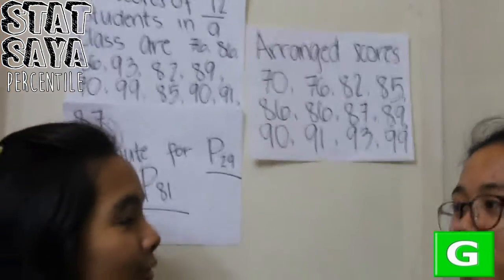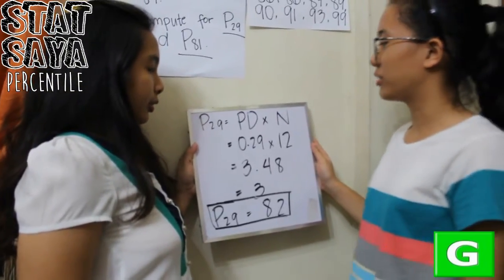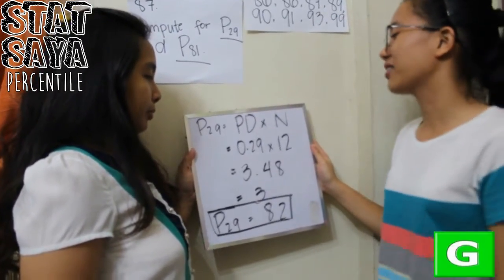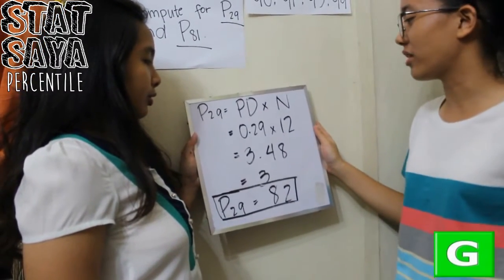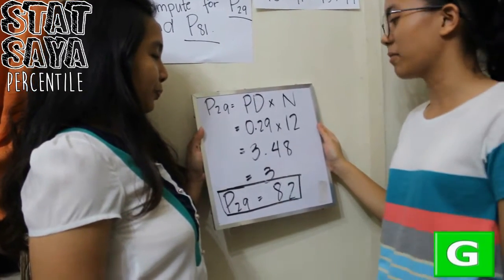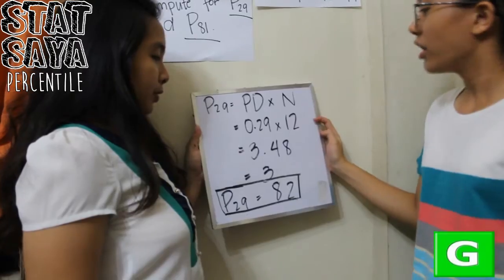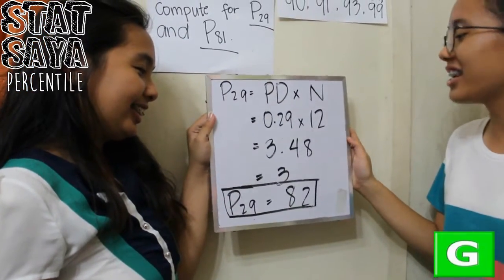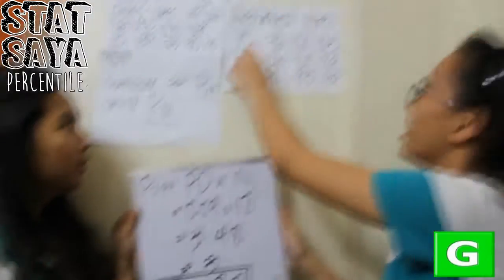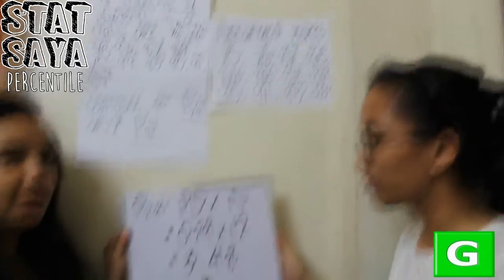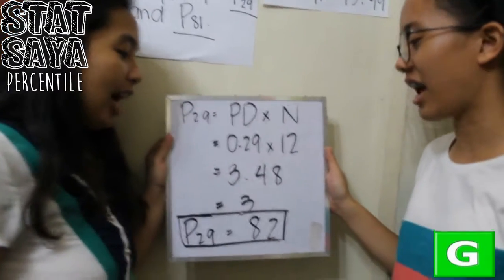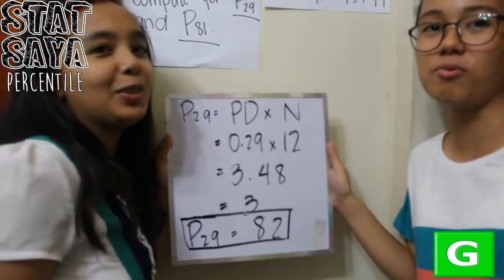Now, let us solve. P sub 29 is equal to PD times N. To get the PD, divide the desired percentile by 100, which is 0.29, multiplied by the total number of scores, which is 12. 0.29 times 12 is equal to 3.48. Round off 3.48 to the nearest whole number, which is 3. So the third score in the arranged scores is 1, 2, 3, which is 82. So P sub 29 is equal to 82. The 29th percentile is the third score, which is 82.